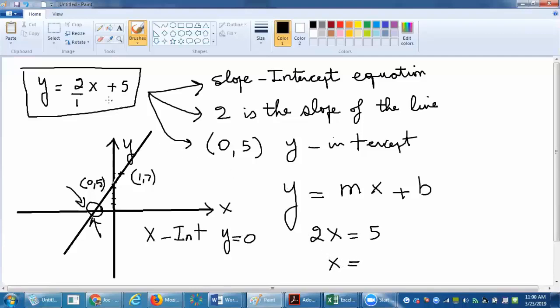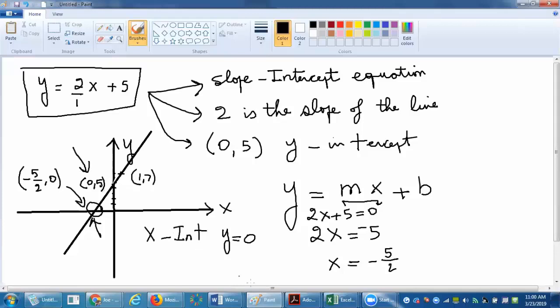So we end up with 2x equals negative 5 here, because when you say 2x plus 5 equals 0, then to move the 5 to the right side, we have to subtract 5 from both sides. And then we end up with 2x equals negative 5, and x would be negative 5 over 2, or negative 2.5. And this point, (negative 5 over 2, 0), is my x-intercept. My y-intercept is (0, 5).